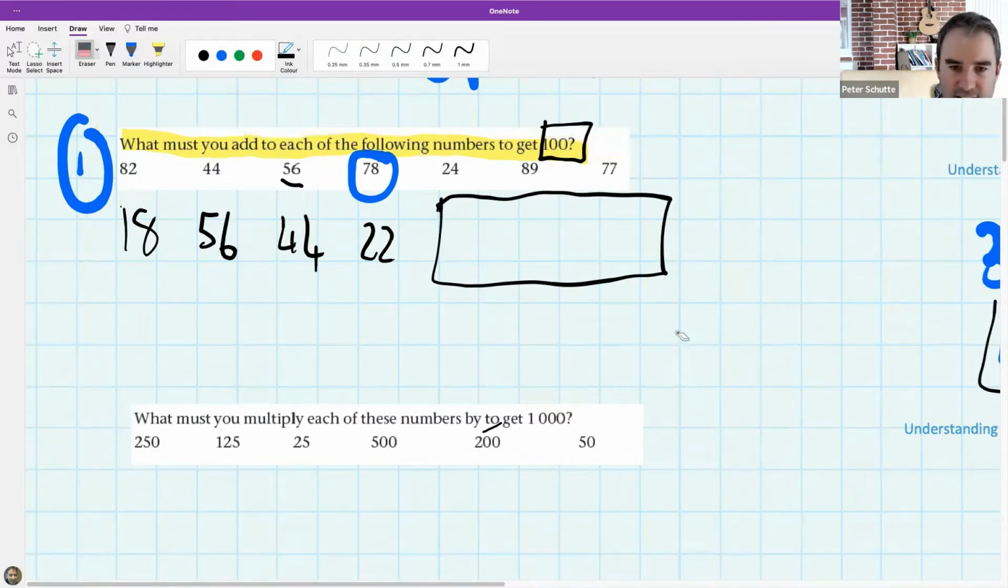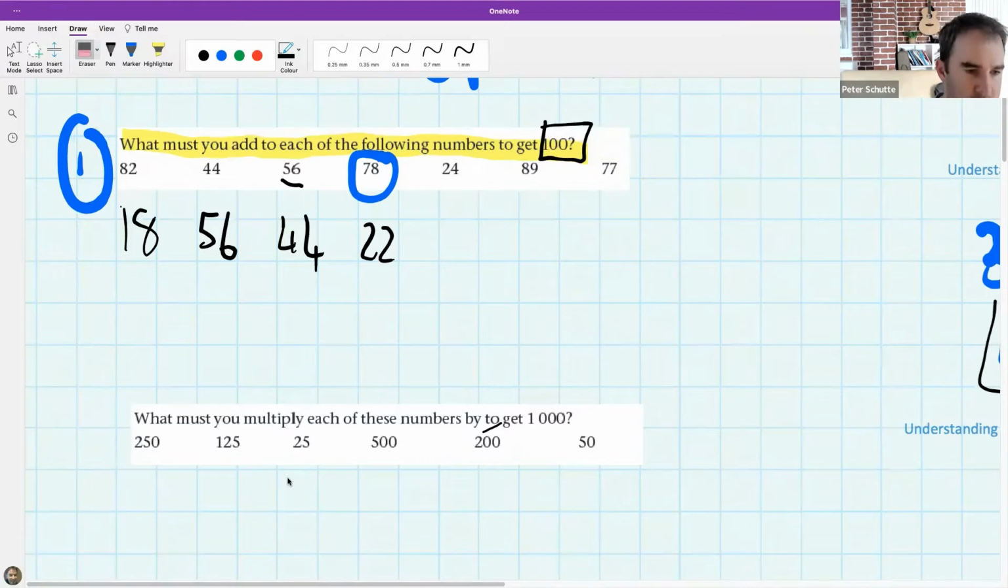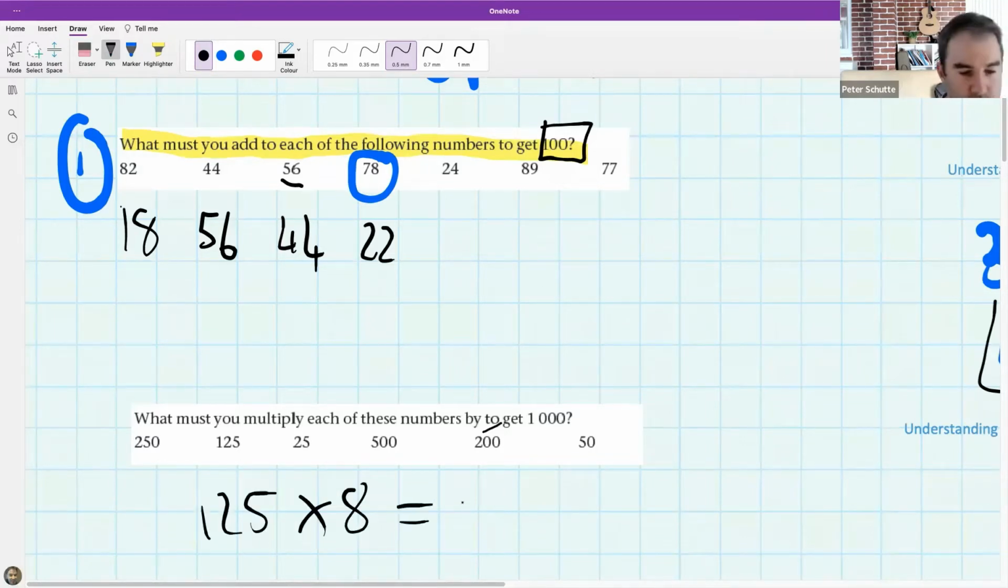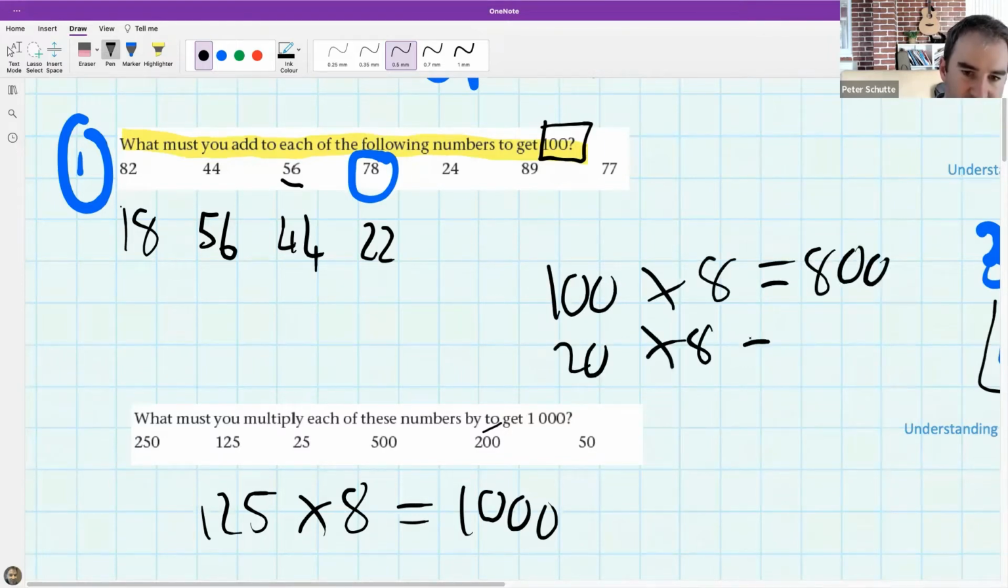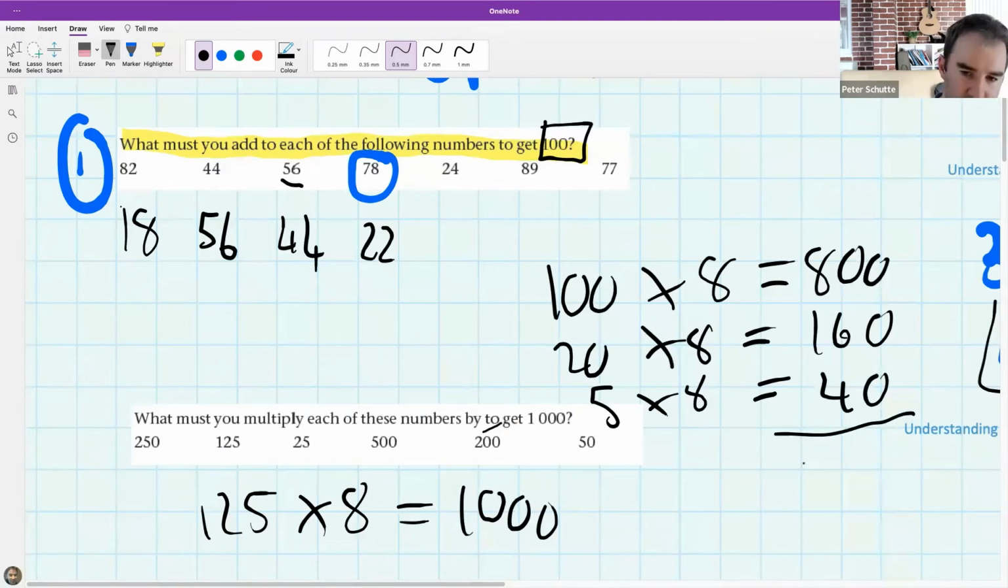The screen is getting a bit cluttered. Let me just clear it out. So, for example, and you may not know this, but if you take 125, and if you don't, that's fine. If you multiply 125 by 8, you actually get to 1,000. And I'll show you how here. 100 times 8 is 800. 20 times 8 is 160. And 5 times 8 is 40.